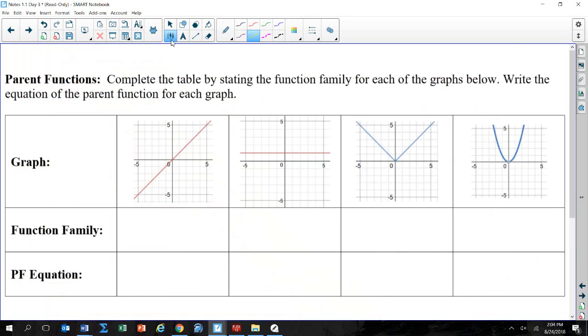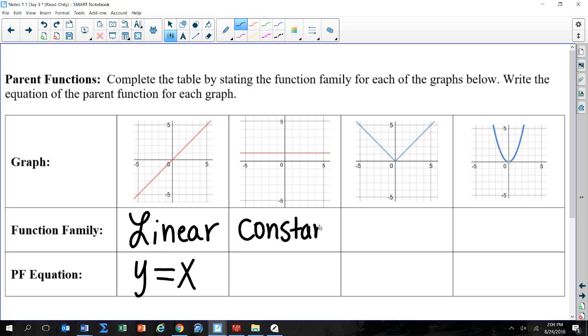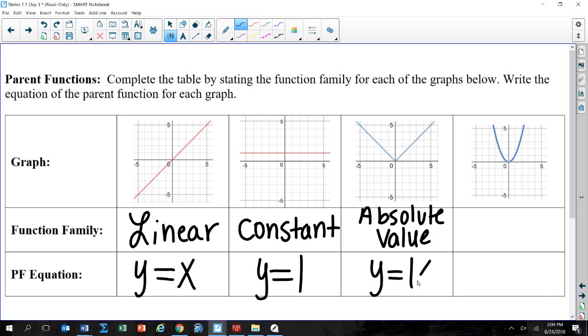Okay, so hopefully you were able to fill this out. This is your linear parent function, which is y equals x. This one was your constant parent function, and that parent function is y equals 1. This is your absolute value parent function, and that's y equals absolute value of x. And then the U shape is the quadratic parent function, and that is y equals x squared. So just a recap of different parent functions. You don't have to rewrite those since they're in the box above.